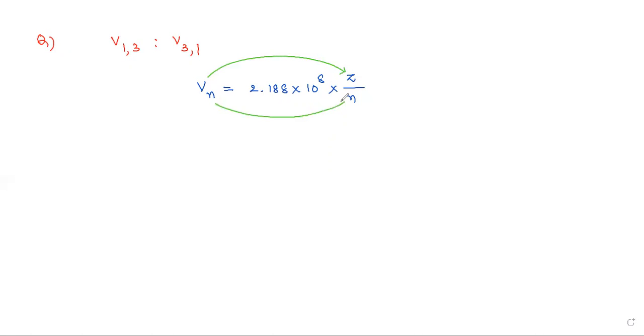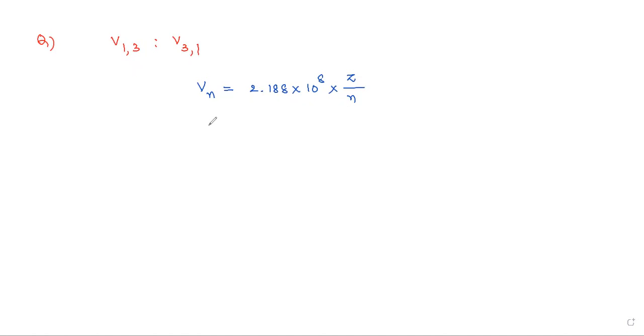Coming to Q. They have given it as V13 is to V31. The expression for velocity of electron in nth orbit can be given as 2.188 into 10 power 8 into Z by n. Okay, so this is directly proportional to Z, inversely proportional to n, right?